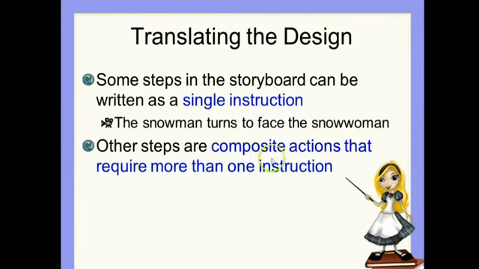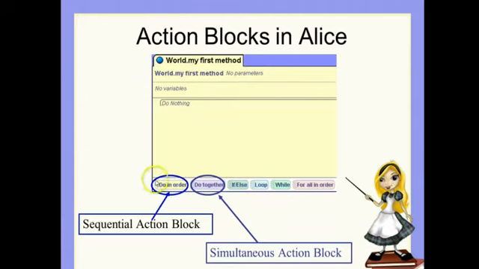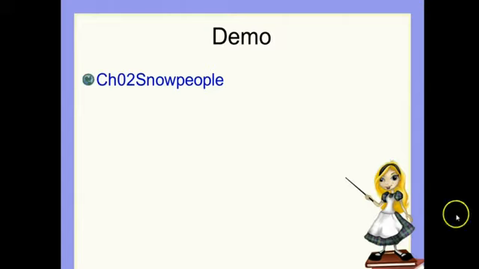And then sometimes you have composite actions, which means more than one instruction, and you're going to combine them in a way. So for example, he says ahem, and he raises and lowers his eyes. These are really useful buttons right here, and you played with them a little bit in class. Do in order and do together. You can just drag them up into here and put instructions in. So let me show you an example.